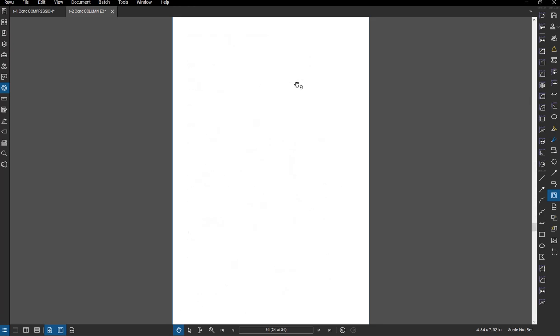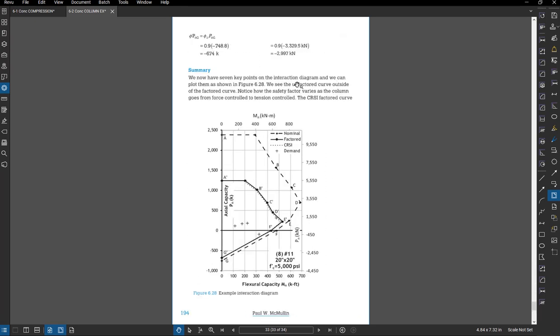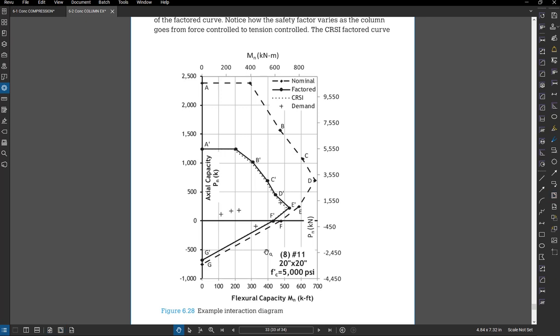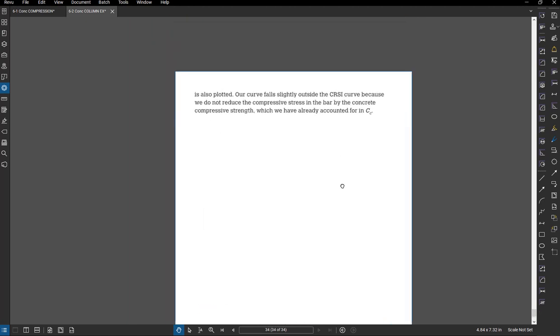Okay, at the end of this example, let me skip down there. There's an interaction diagram for 8 number 11s and a 20-inch square, 5,000 psi concrete. Here is the nominal capacity curve. This little dotted line is CRSI's manual, and the factored curve is what I show here. And why CRSI is different, there's the reason right there.